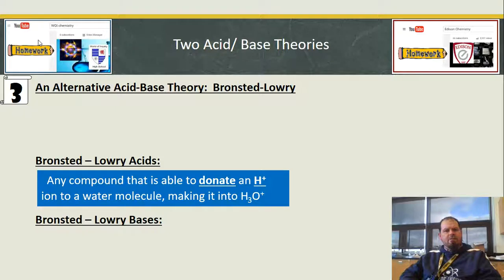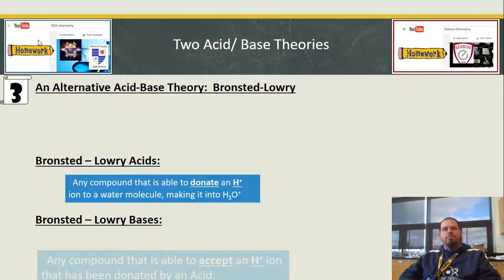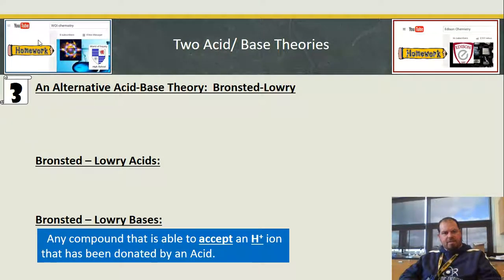Any compound that is able to donate an H plus to a water molecule, making it H3O plus. So if I can donate H plus, I'm an acid. That does jibe very well with Arrhenius's theory. The Bronsted-Lowry theory says any compound that's now able to accept an H plus ion donated by an acid. So a base is anything that can accept an H plus. An acid is anything that can give away an H plus.